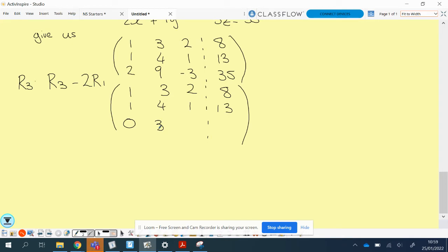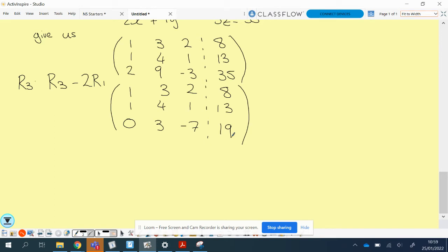I've got negative 3, take away 2 lots of 2. So negative 3 take away 2 lots of 2 is negative 3 take away 4, which is negative 7. And then 35 take away 2 lots of 8. 2 lots of 8 is 16, so 35 take away 16 gives me 19, I believe. Hopefully I've done that correct. So you can see I've now got a 0 in my bottom corner. I've done the good thing.